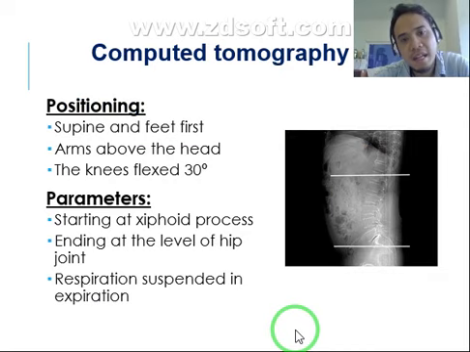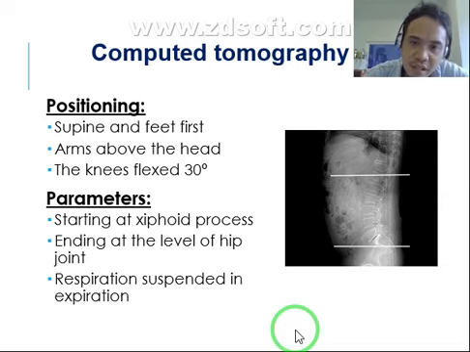Position, supine and feet first, arms above the head, and the knees are flexed in 30 degrees. Okay? So, para ma-flex niya o walay motion, nagabutang mi og angled nga wedge sa iyahang knee para ma-angle niya yung feet into 30 degrees. Parameters, the scan should start or the scanogram should start at the xiphoid process going to the pelvic joint. Okay, ending at the level of the hip joint. Respiration is suspended in expiration or pagkahuman og ginhawa. Then, dito pa ka mag-shoot.